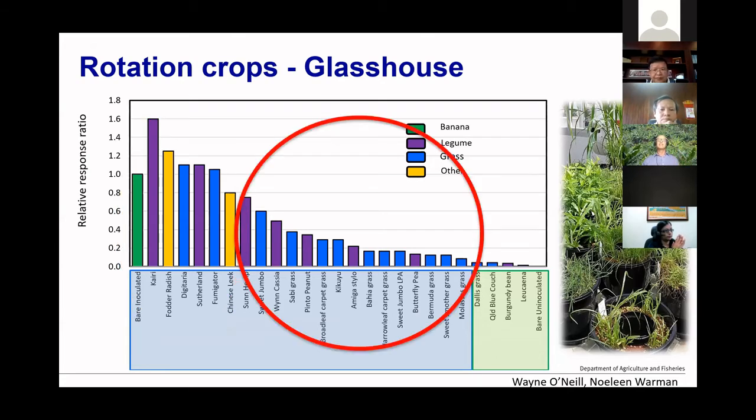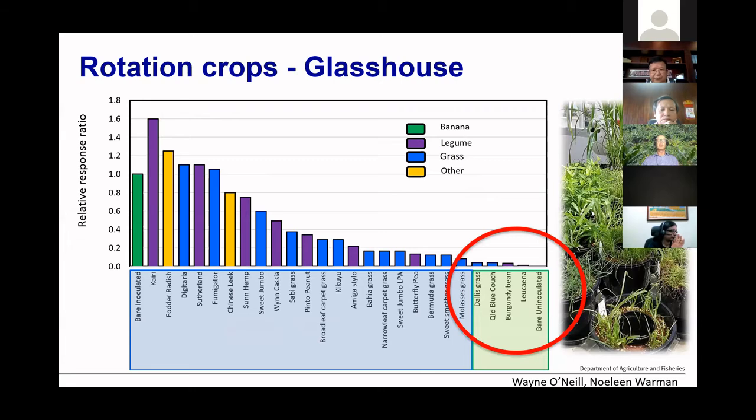There are many intermediate hosts, but we found 4 species that had similar recovery of FOC to the uninoculated banana control. And these are Dallas grass, Queensland blue couch, Burgundy bean, and Leucaena. And these are worthy of further investigation.